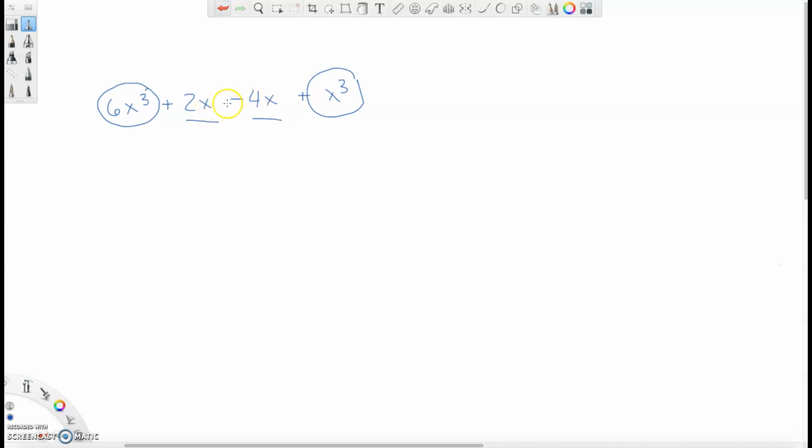Notice the variables match as well as the exponents in each of them. So let's go ahead and group these like terms, remembering to keep the operation, plus or minus, in front of the variable I moved. So I'm going to move this x cubed in front of the plus 2x. So I'm going to rewrite this as 6x cubed plus x cubed plus 2x minus 4x. And let's do this systematically. Let's combine these two like terms.